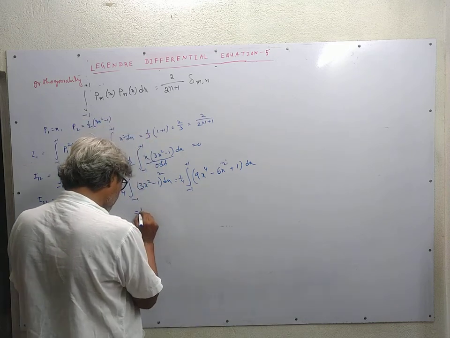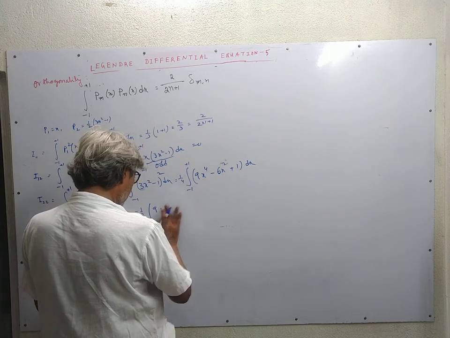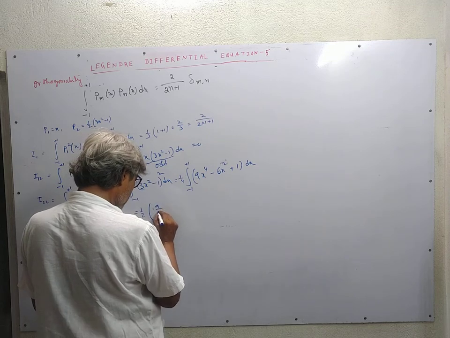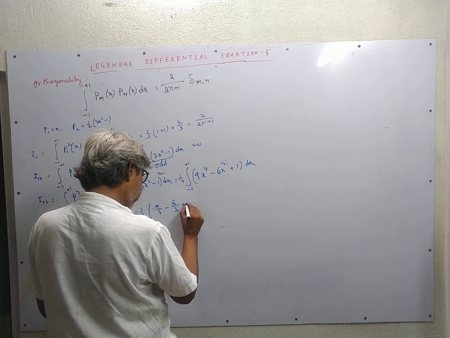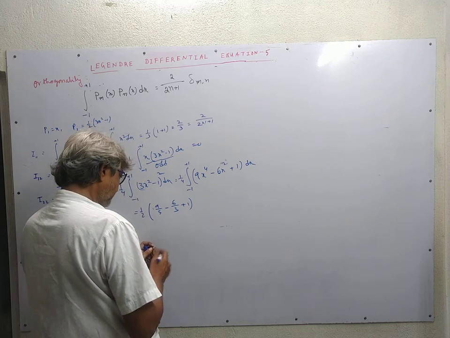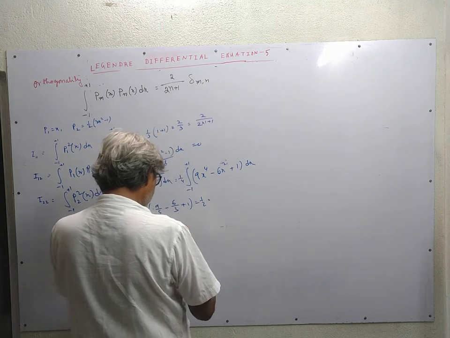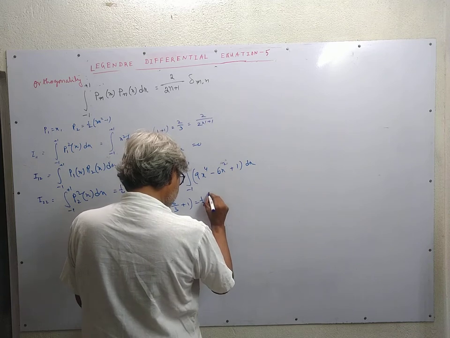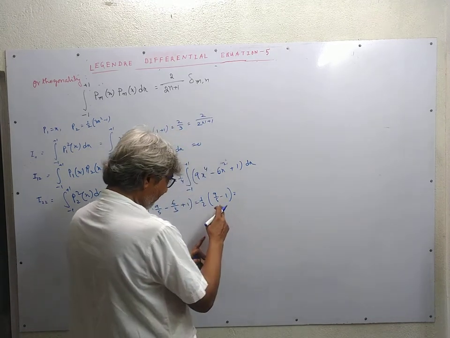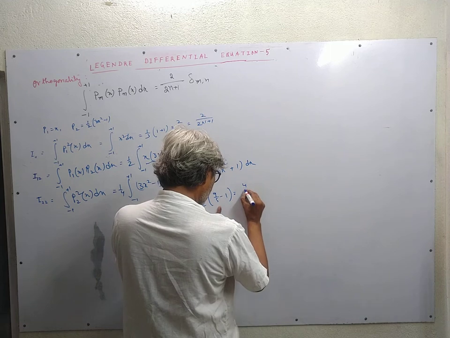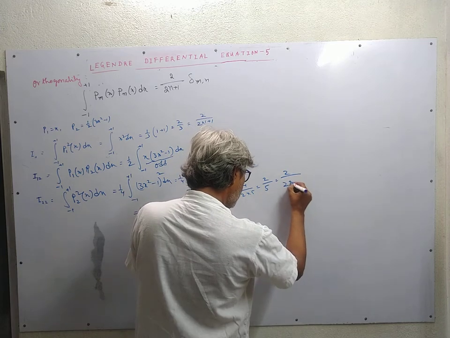So this becomes half, and then we will have 9 by 5 minus 6 by 3 plus 1. So this is half, this is 2, simply 2, so minus 1. So this is 9 by 5 minus 1, this is 4 by 5, so this is 2 by 5, this is 2 into 2 plus 1.